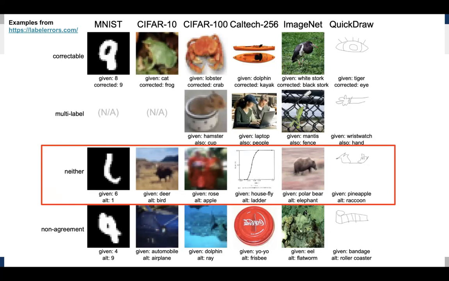Another interesting example here is that Caltech 256 is a bunch of natural images. And for some reason, we discovered there are some mathematical plots in that data set, which are just totally out of place. And so these might be considered things that are out of distribution in this data, that don't belong to any of the classes for which the data set was collected originally.